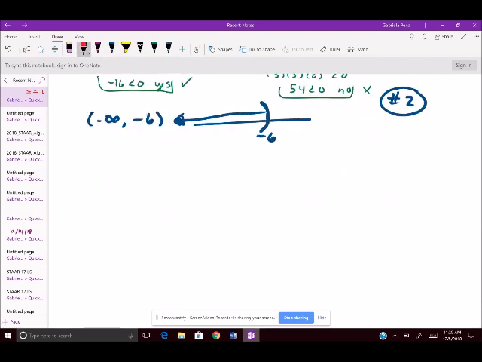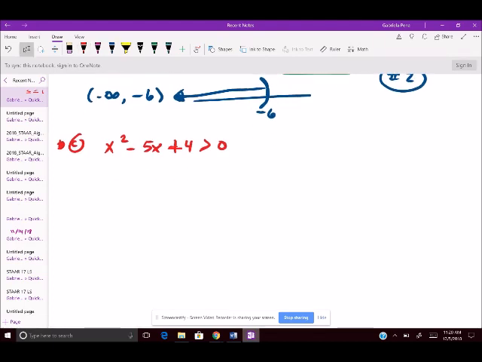So moving on to the next one, which is C, we have x squared minus 5x plus 4 is greater than 0. So when I look at this problem, is it factored out? No. So this is where having learned how to factor is going to help you. What two numbers multiply to 4 and add up to -5? So -1 and -4.